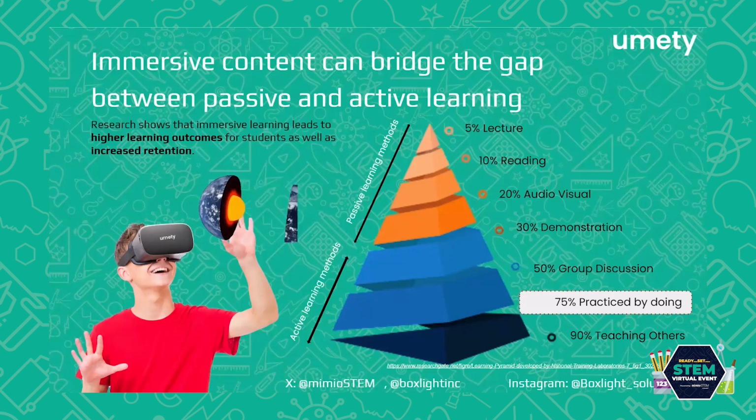You may have seen this kind of pyramid before. This has been around for a while, but the idea that passive learning, things like lecture, reading, AV, even demonstrations are passive learning. But then when kids actually have to actively participate in discussion or by doing or by teaching others, that's where kind of the magic happens in education and really in retention of complex subjects.